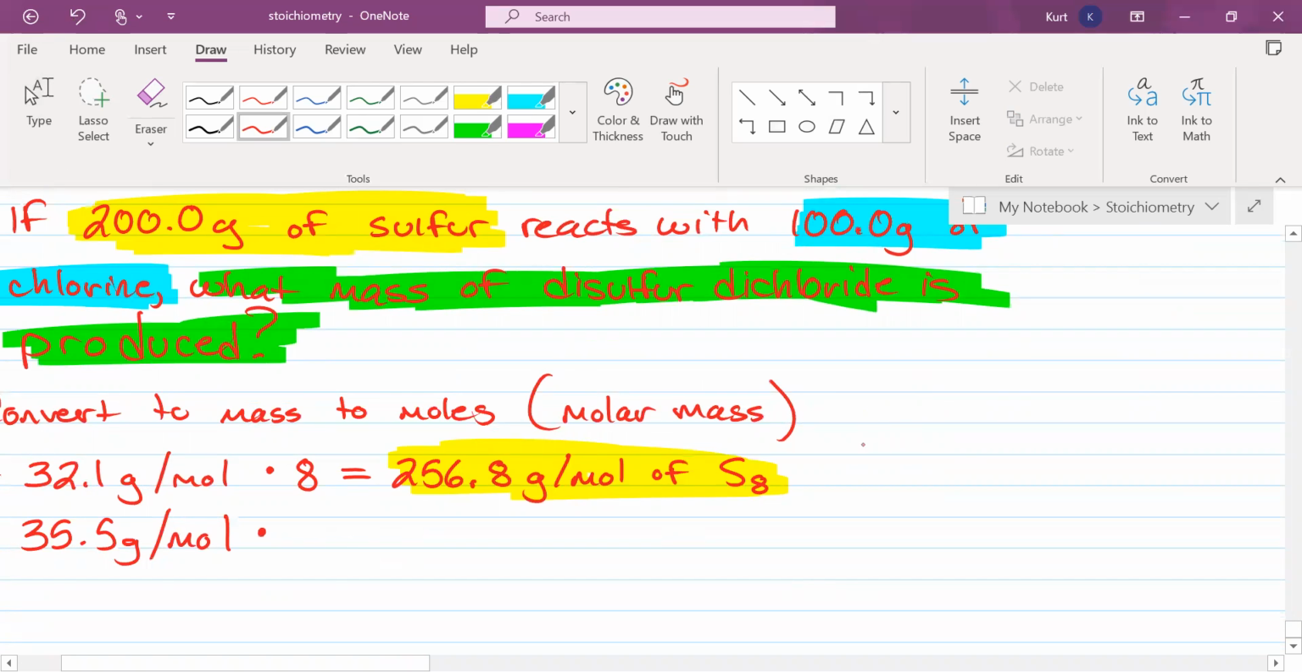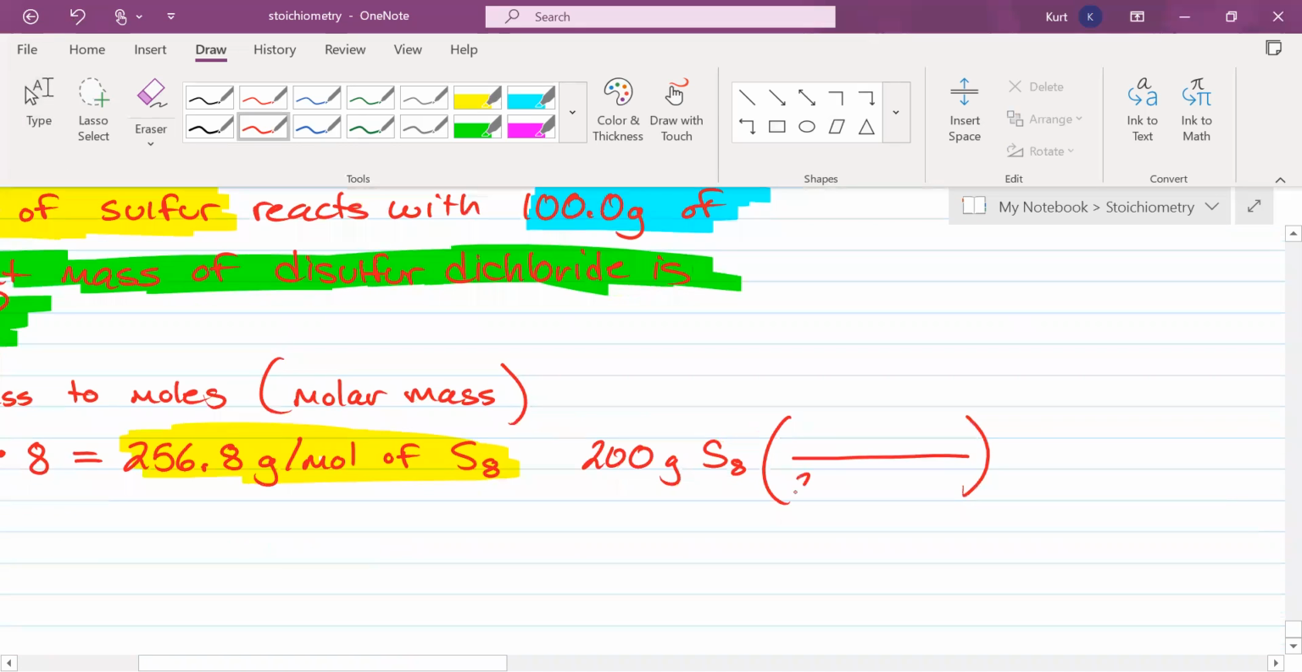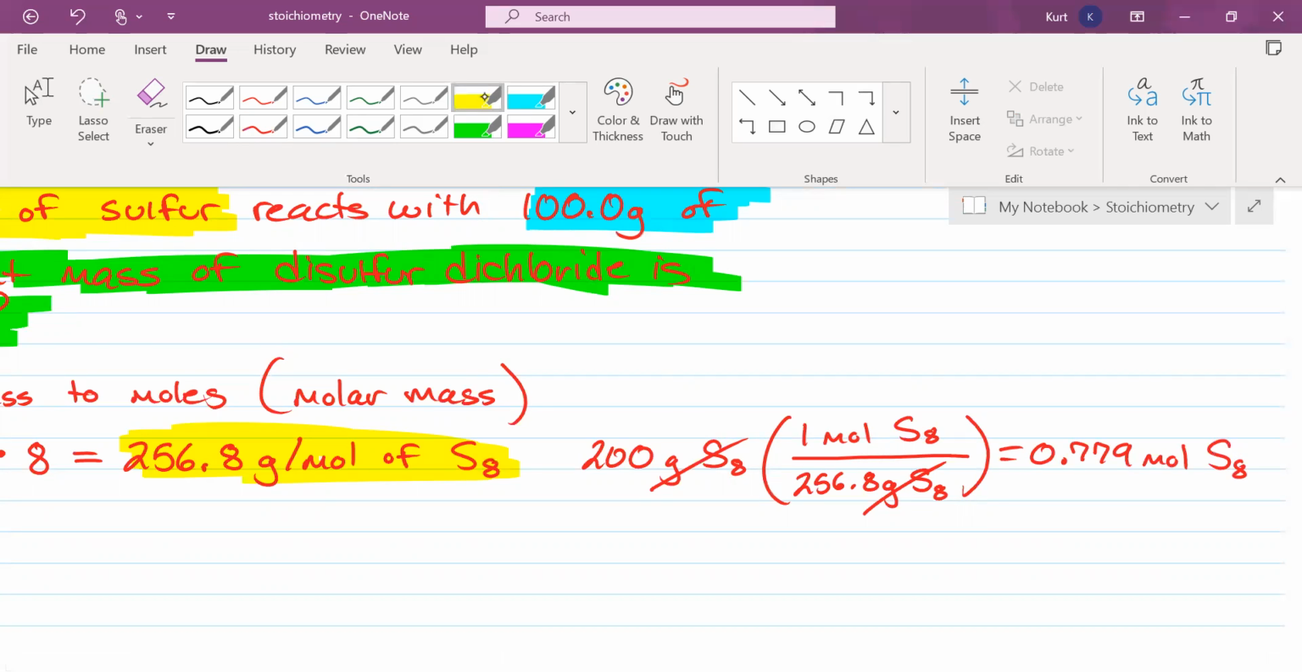How many grams of sulfur do we have? How many were given in the problem? 200 grams of S8. So 256.8 grams of S8 over 1 mole of S8. So 200 divided by 256.8. You got 0.779. There we go. Converted it to moles. Sorry for the confusion.